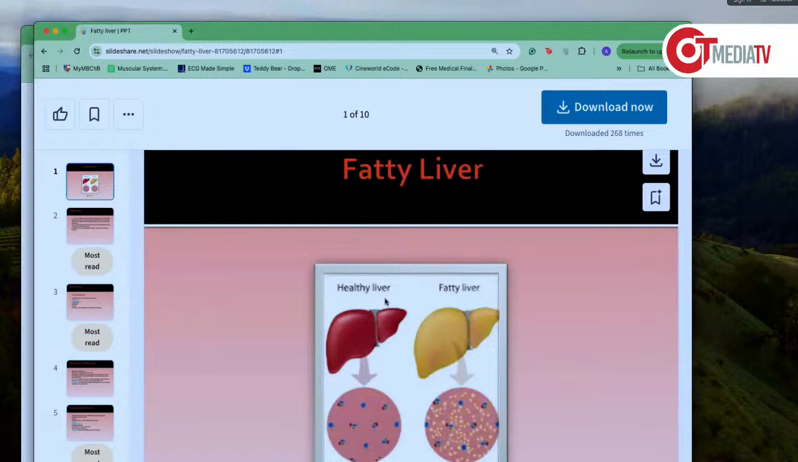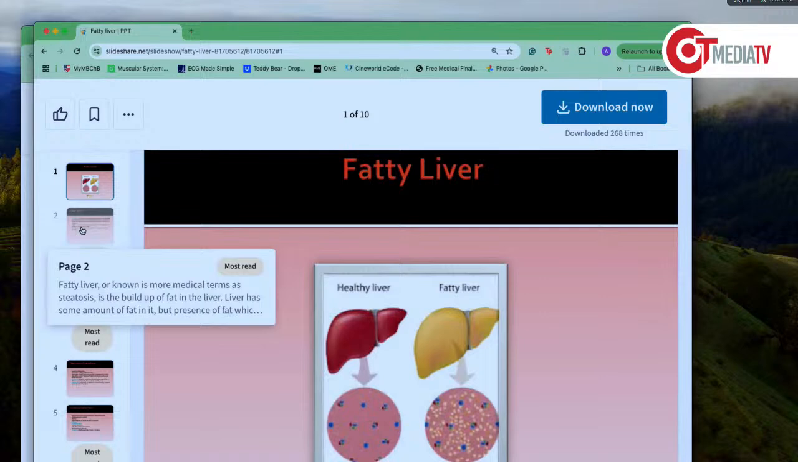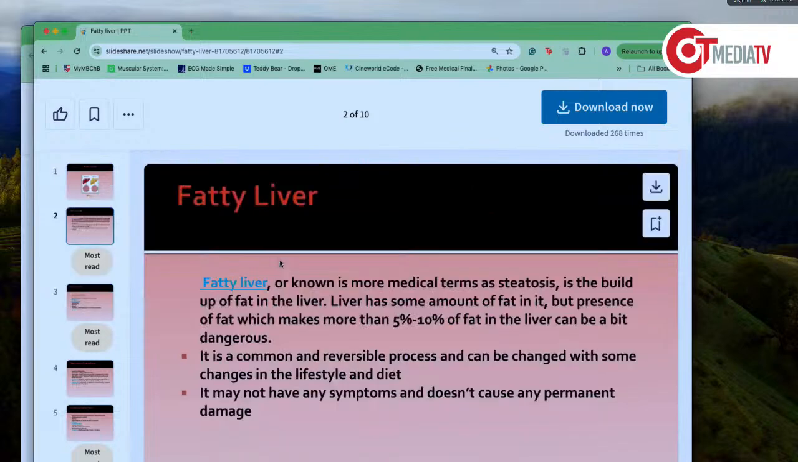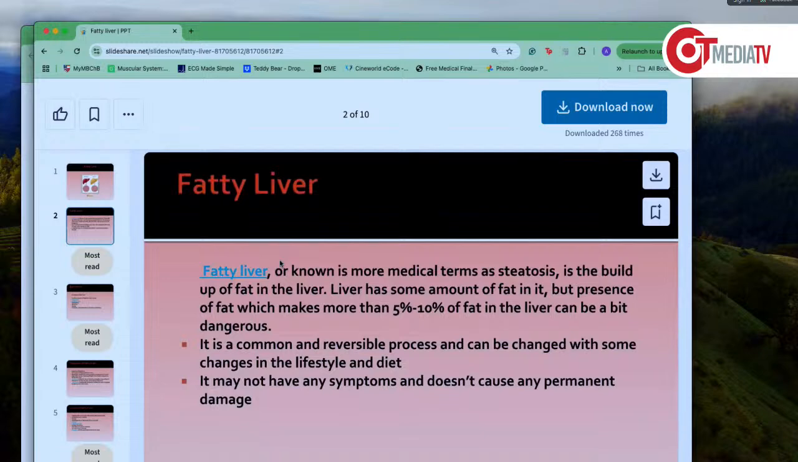So when there's fat covering it, it loses that nice juicy red color. It becomes a bit yellowy, the color of fat, and that's how we sometimes know through a biopsy that you've got fatty liver disease. The common thing about fatty liver is the buildup of fat in the liver.